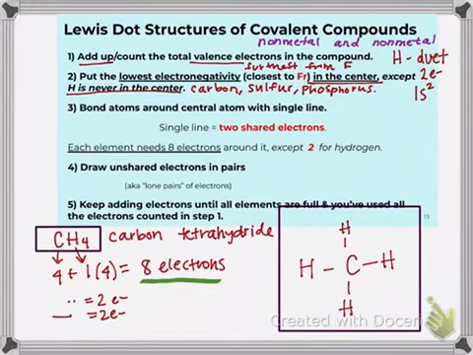Again, to check your work, you want to make sure that all of the atoms are happy, that they all have what they want. Carbon wants an octet. We have that, 2, 4, 6, 8, with the single bonds around it. Hydrogen wants a duet, it only wants 2 electrons, and we have that represented by each single bond. So there you go, you have your structure. This would be methane.